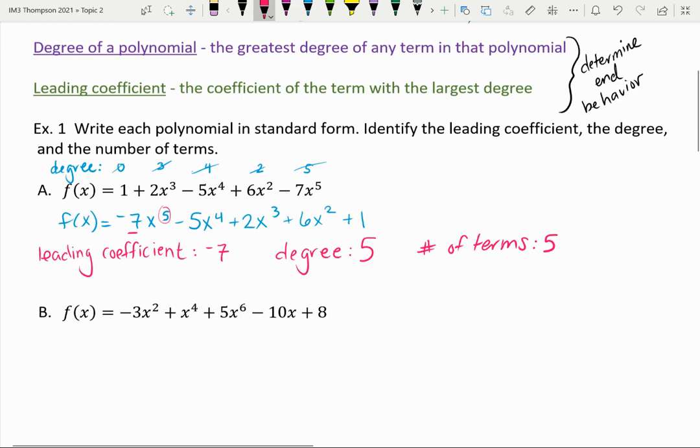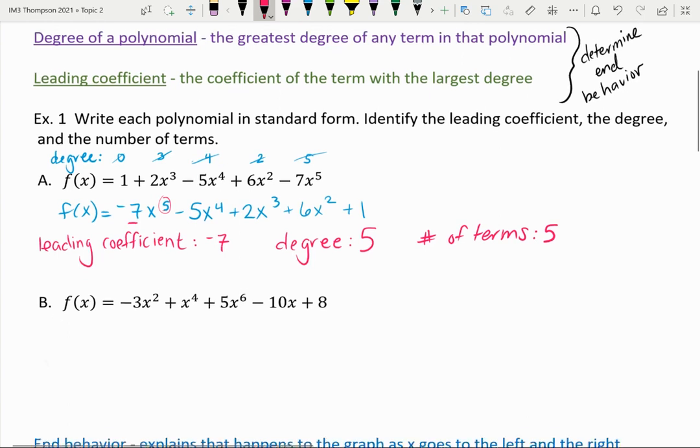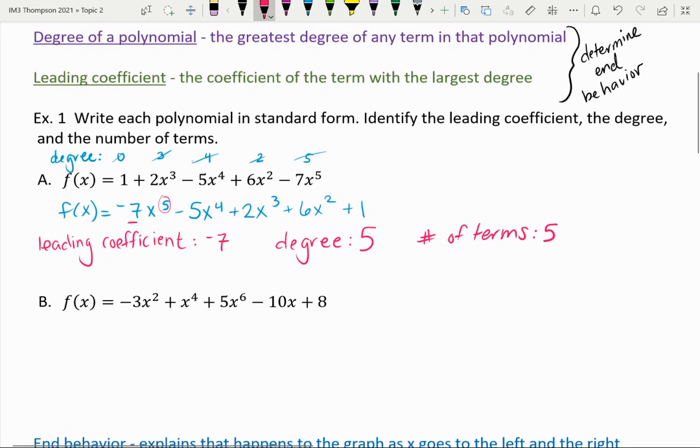Okay, so please write down example B, and I will give you a minute or two to try to answer that question on your own. So put it in standard form. Identify the leading coefficient, the degree, and the number of terms, just like we did for A. So the leading coefficient will be the one with the biggest exponent? Yes, it's going to be the coefficient of the term with the biggest exponent. Correct. Yeah.